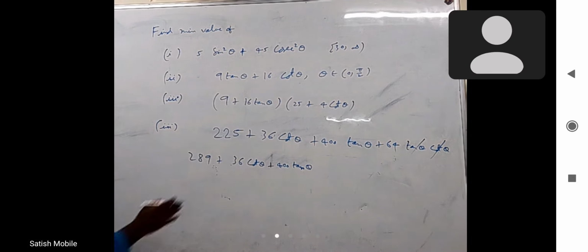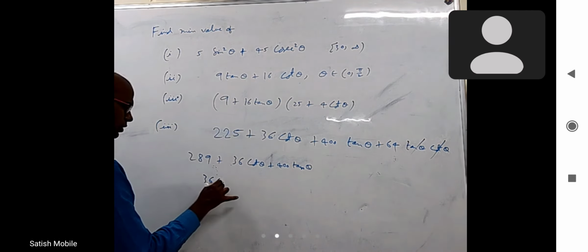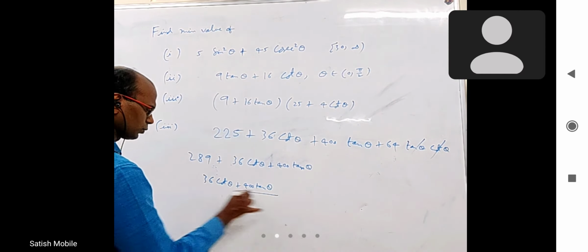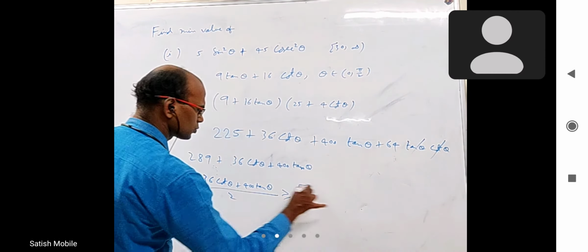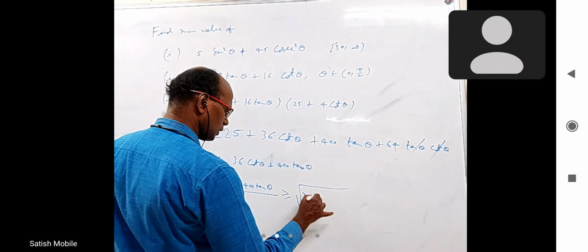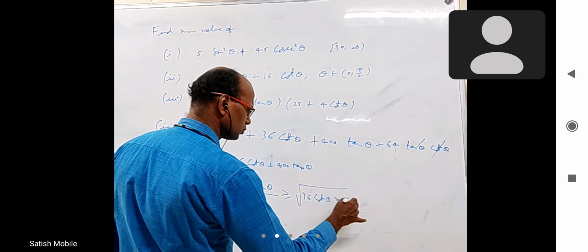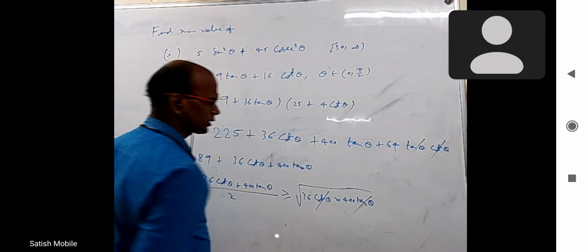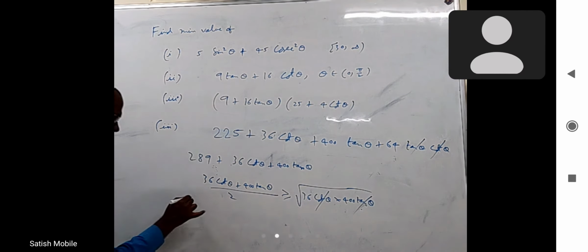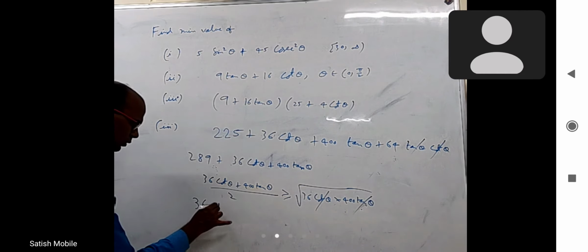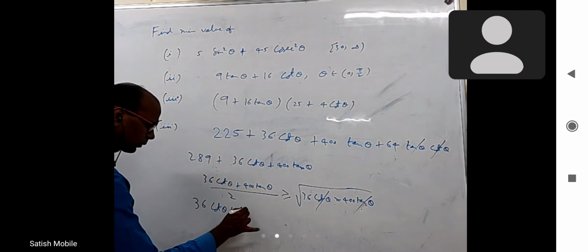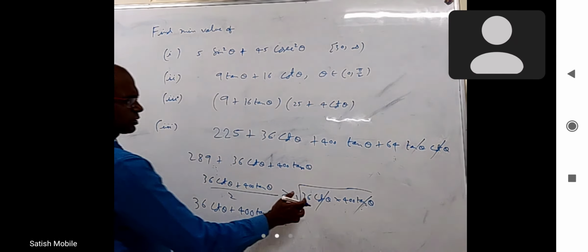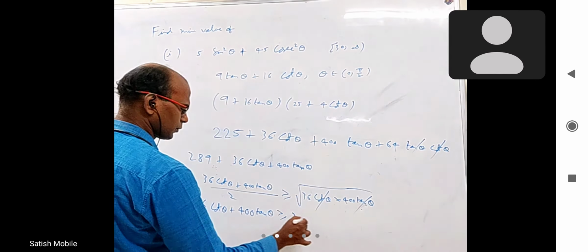So, (36 cot theta plus 400 tan theta) by 2 is greater than or equal to the square root of 36 cot theta into 400 tan theta. This cot theta and tan theta will cancel. You can send 2 to the other side. We will get 36 cot theta, 400 tan theta. This is 6 into 20, 120, so 240.